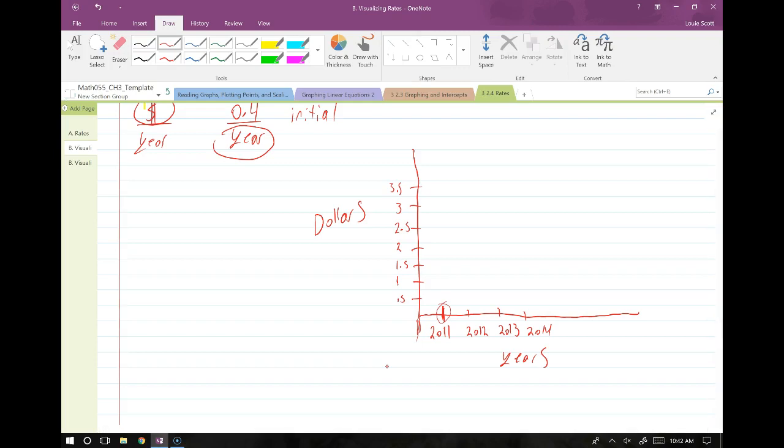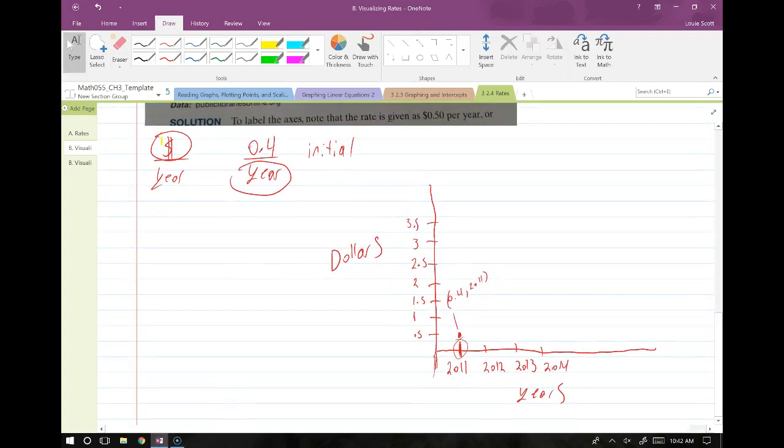So at the very first year, 2011, we had a 0.4 initial cost. So at 2011, our dollars per year was at 0.4. We're going to label that 0.4 at 2011. Now, if we think about the next year out, since they're adding 50 cents per year, we can figure out what the next year is going to be.